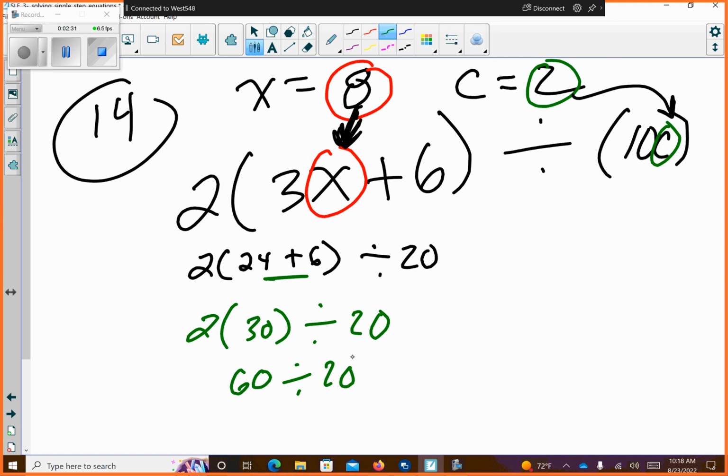What is 60 divided by 20? 3. So my answer is 3. We're just running through the homework, okay? Okay, how do we feel? That makes sense? Cool. What else would you like to see from the homework that I could help you with?